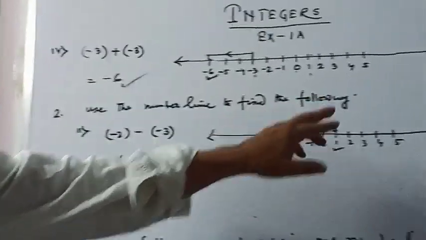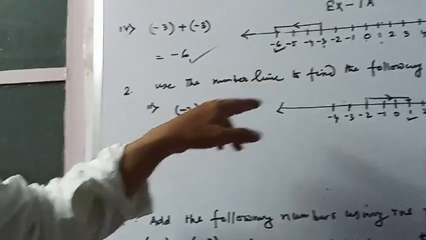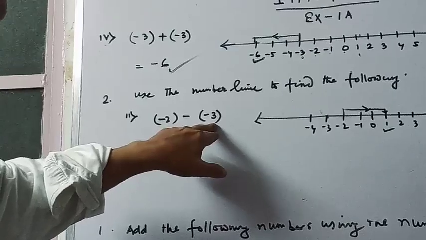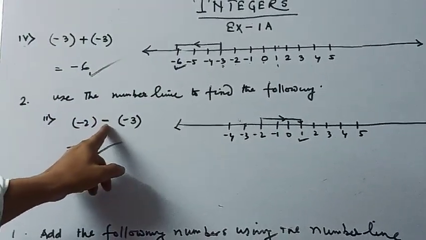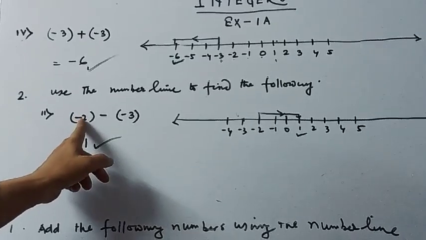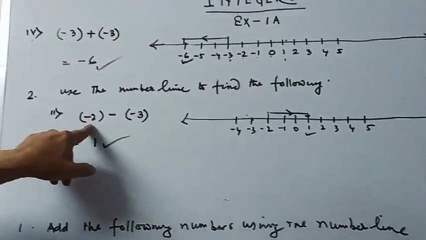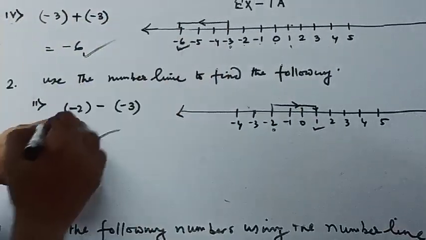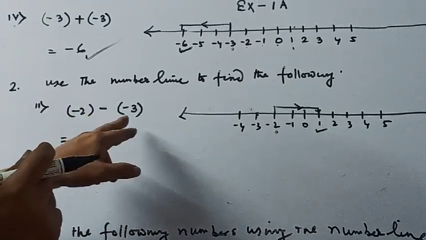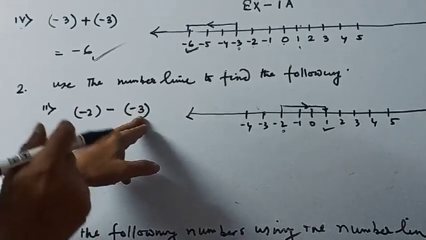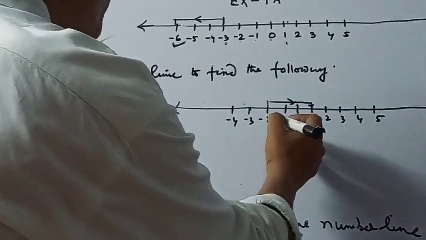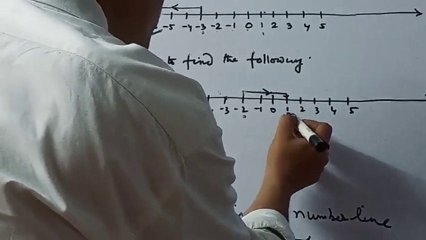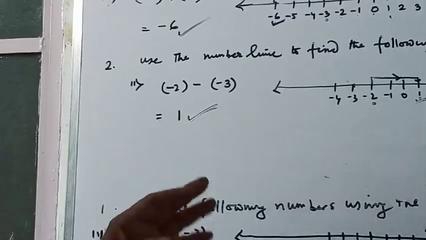Sum number 2. Use the number line to find the following. 2 part 2. Minus 2 minus minus 3. So you have to subtract a negative integer from a given integer. What is the given integer? Given integer is minus 2. So you are here at minus 2. You have to subtract a negative integer, so you have to move right from the given integer. 3 steps, 1 2 3, reach here 1. So 1 is the answer. Okay.